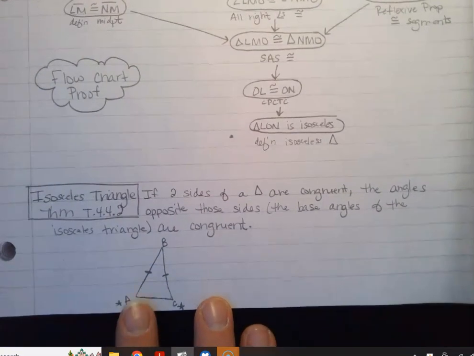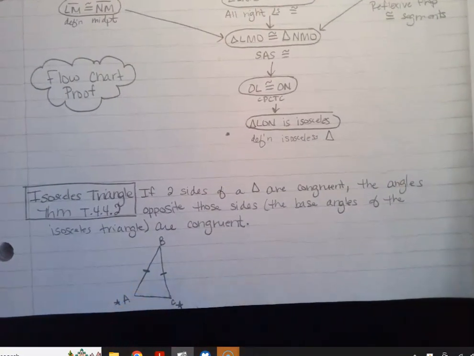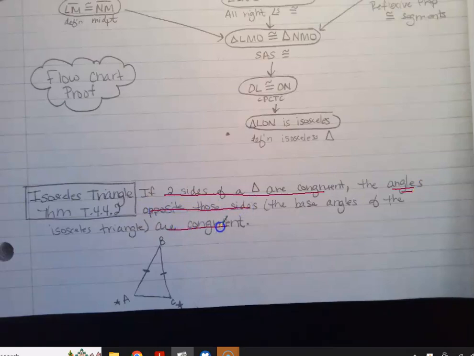Okay. Next up is the isosceles triangle theorem. So if we have two sides of a triangle that are congruent, this is the fun one, the angles opposite those sides are congruent. Okay, so they're called the base angles. So in this case, we have side AB is congruent to side CB. Do you agree? That's what's marked.